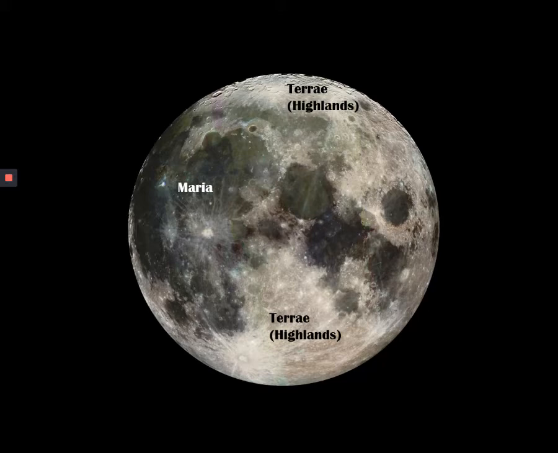So this is the side that we're always facing, and the key features are the dark patches called maria or seas. And you maybe can figure out why they're called seas. They look like just vast expanses of water. Now, water couldn't exist on the surface of the moon. It would be vaporized by the sun's rays, but we thought a long time ago that they were seas.